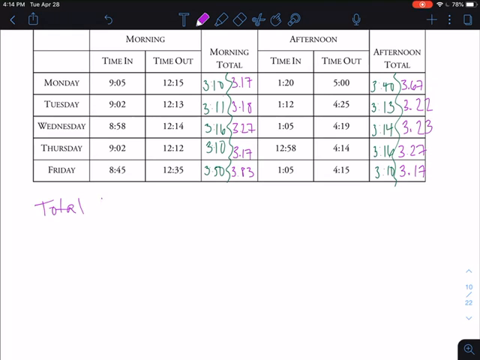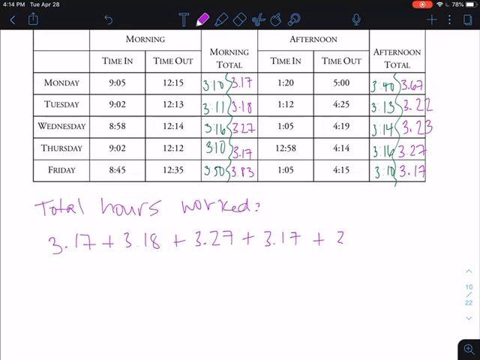Okay, so total hours worked. Just adding them all up. So I'm going to write this out. It's a little bit tedious, but this way you'll know what we were doing, right? So I would encourage you to write this out as well, so when you go back to look at your notes, you actually know what we did.